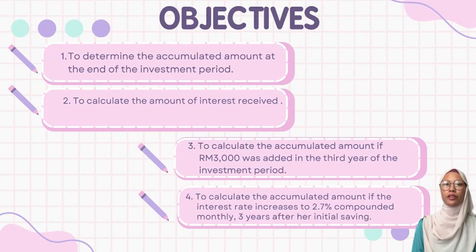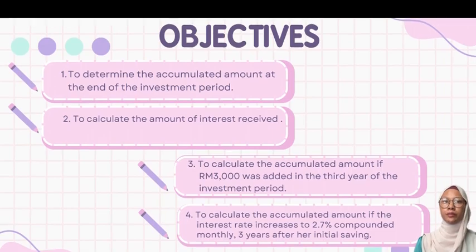Next, we have 4 objectives. First objective is to determine the accumulated amount at the end of the investment period. Secondly, to calculate the amount of interest received. Thirdly, to calculate the accumulated amount if 3,000 ringgit was added in the third year of the investment period. Lastly, to calculate the accumulated amount if the interest rate increased to 2.7% compounded monthly 3 years after her initial saving.